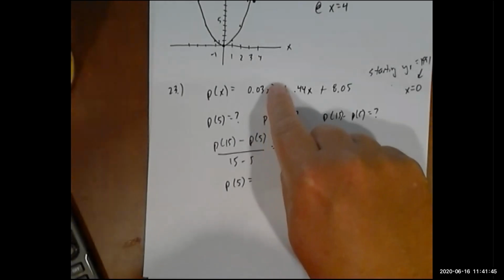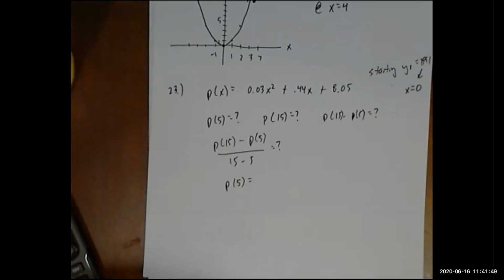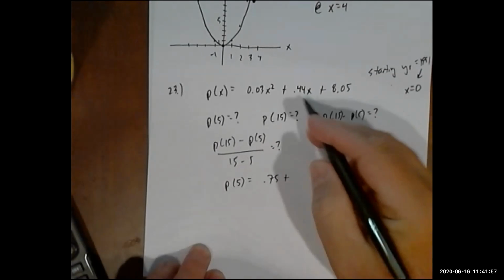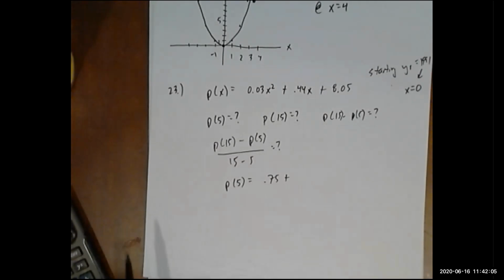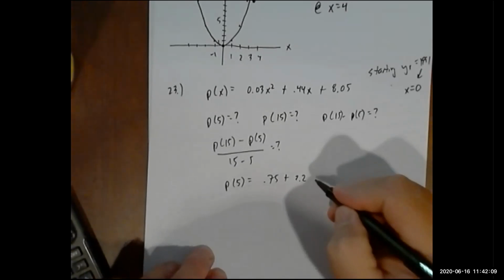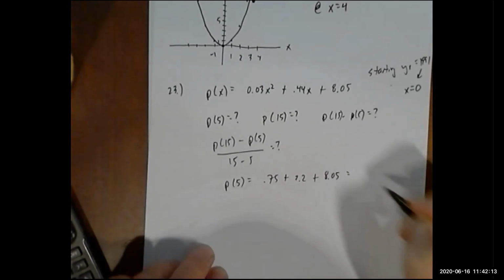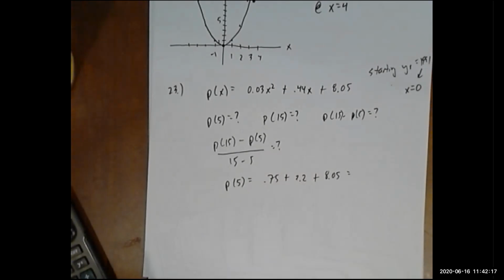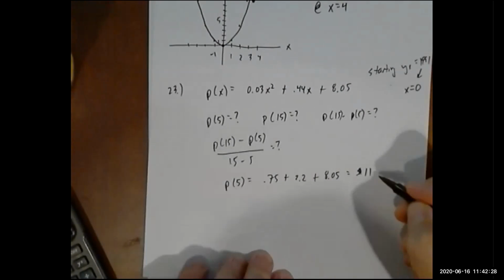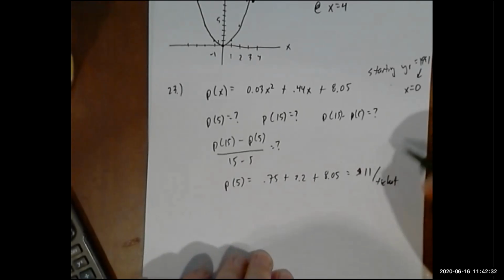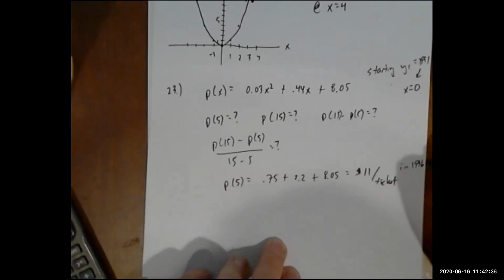So 5 squared, so it's going to be 25 times 0.03, which is 0.75, plus 0.44 times 5, which is 2.2, plus 8.05. So when I add these together, basically what this equation tells me is in 1996, we paid $11 per ticket.